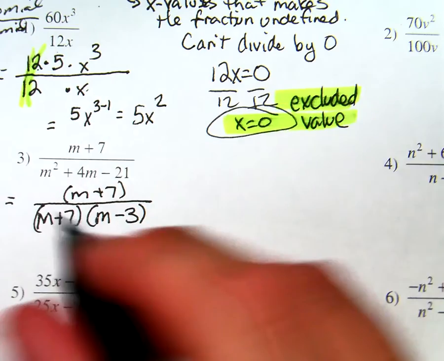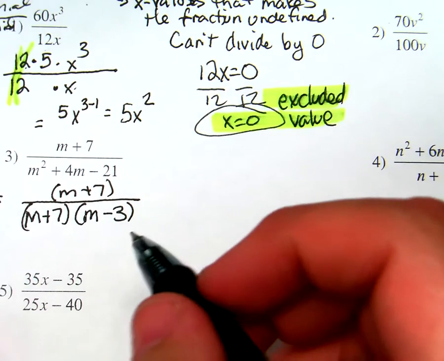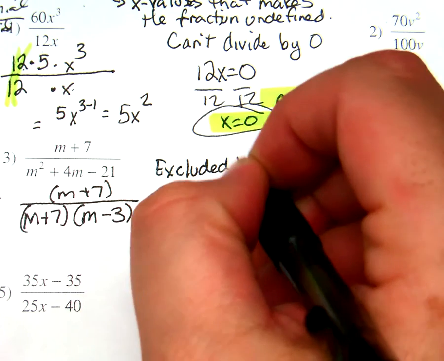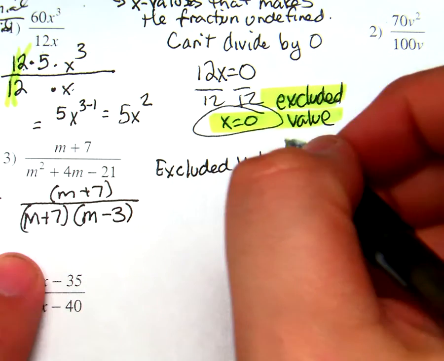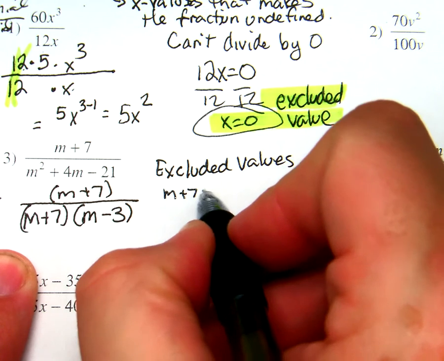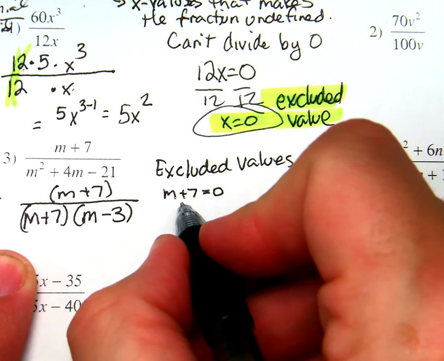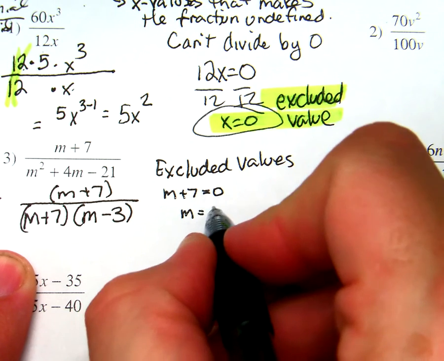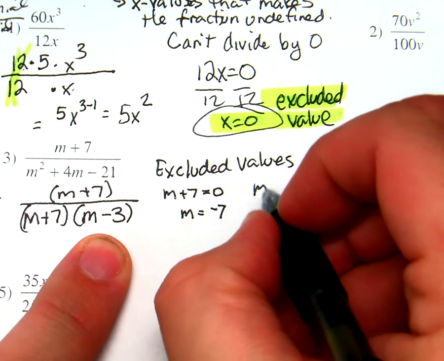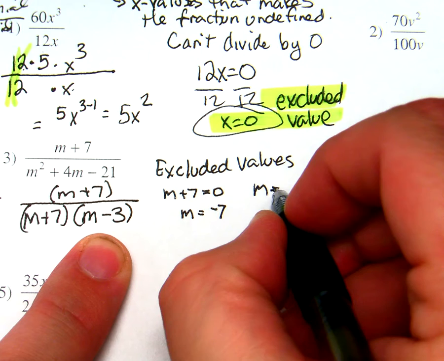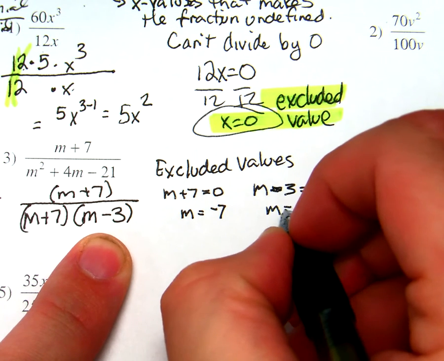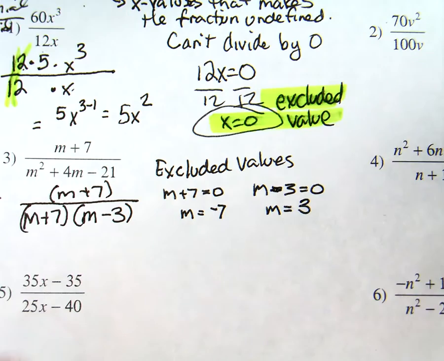Now, before I even factor anything out, for excluded values, what I'm going to do is I'm going to take the first factor, set it equal to 0. m plus 7 is equal to 0. So what's my m value? Yeah, it's negative 7. I'm going to take the second one, m minus 3 is equal to 0. So m is equal to 3. So those are my excluded values.